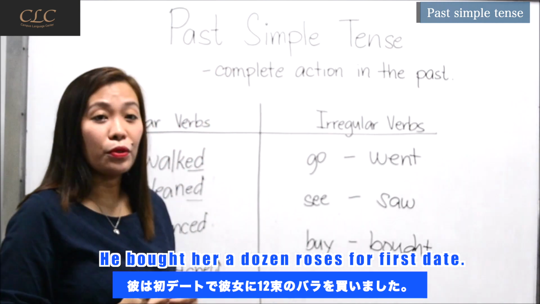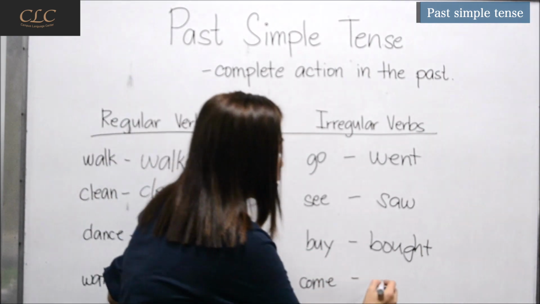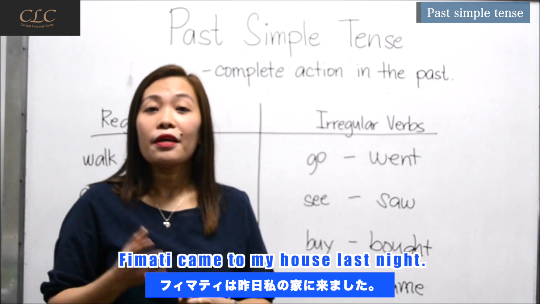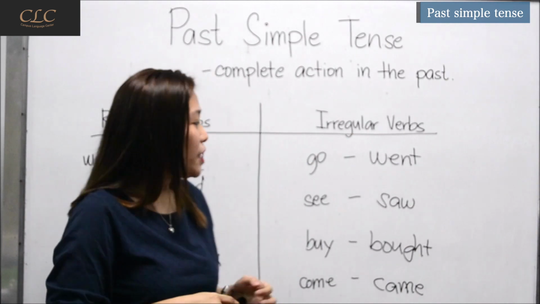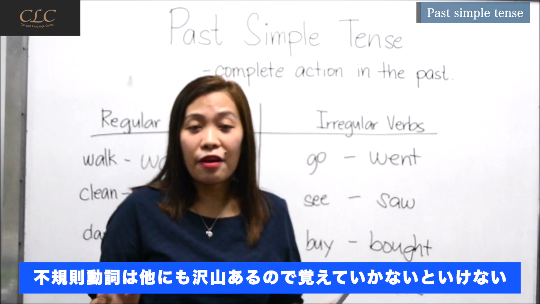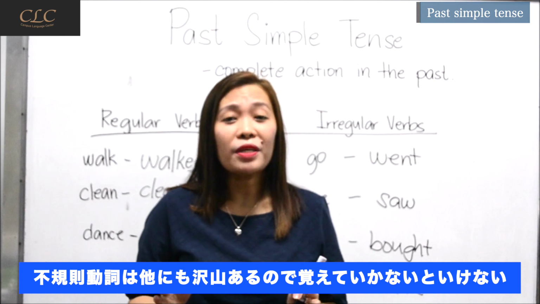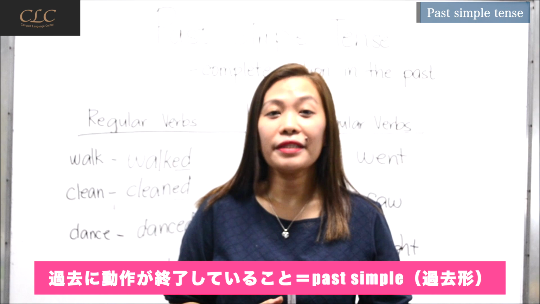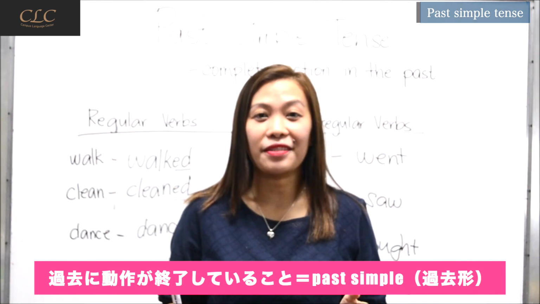And the last example, we have come. In the past, it becomes came. For example, Timothy came to my house last night. So these are some of the examples of irregular verbs, and there are many more. So it is important that you familiarize yourself with all the irregular verbs. Always remember that past simple tense is a complete action in the past.